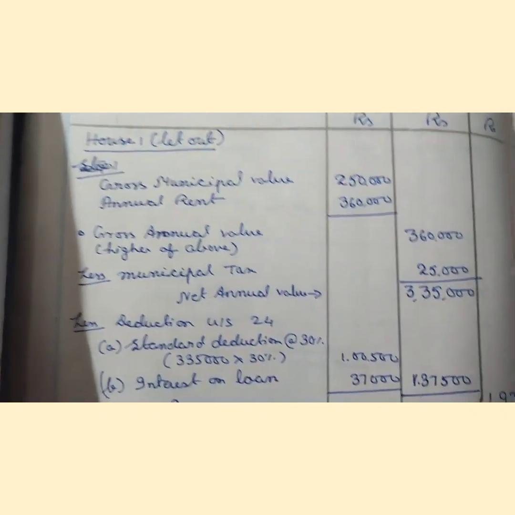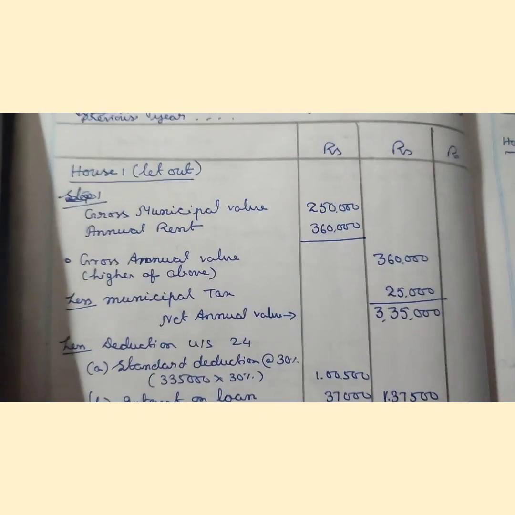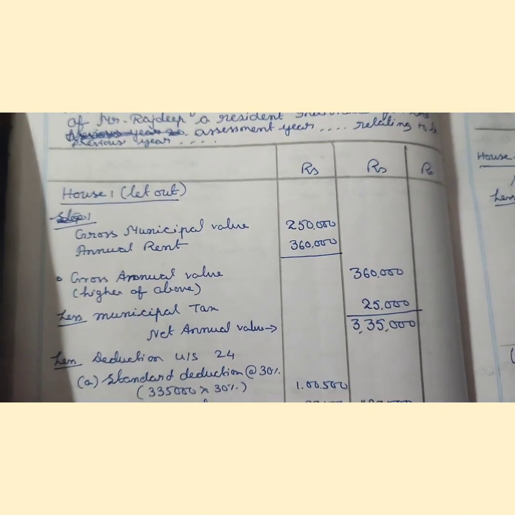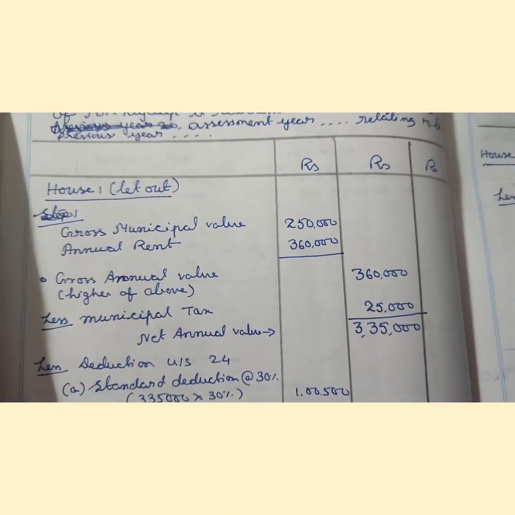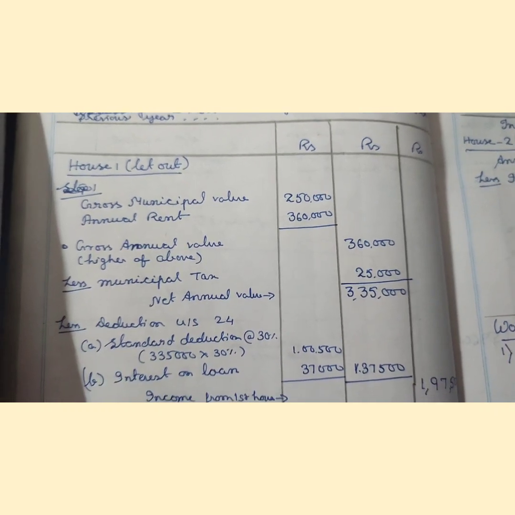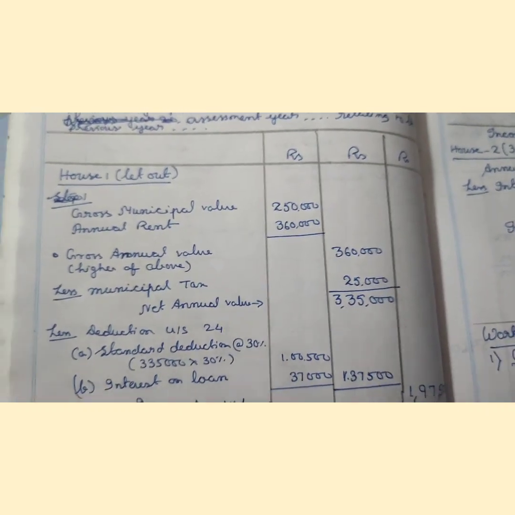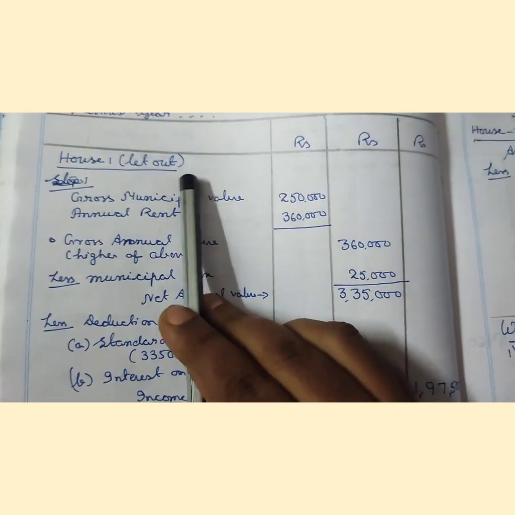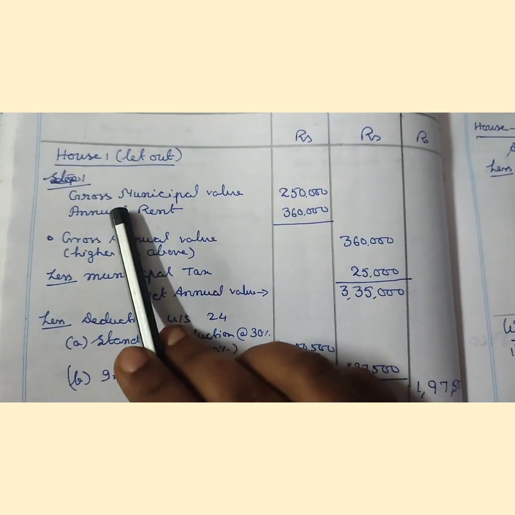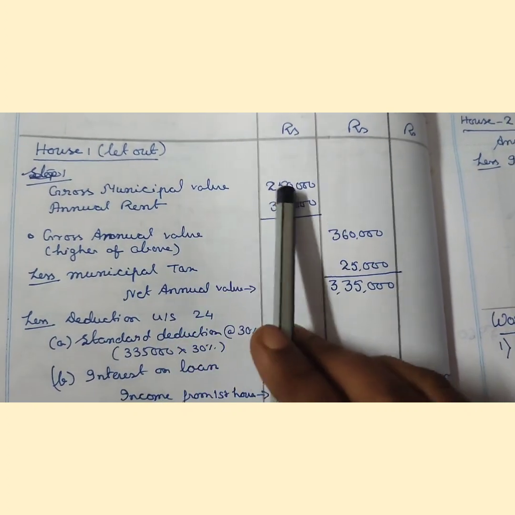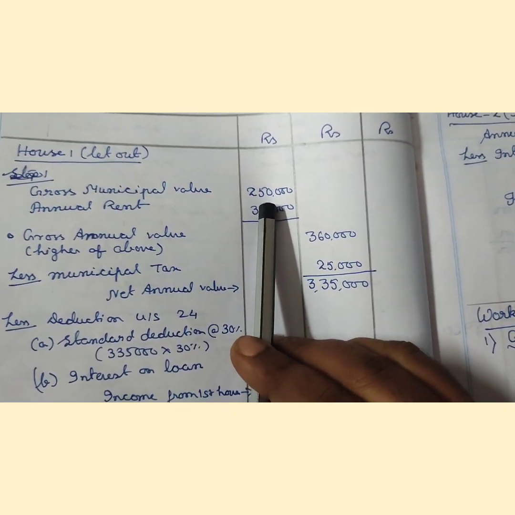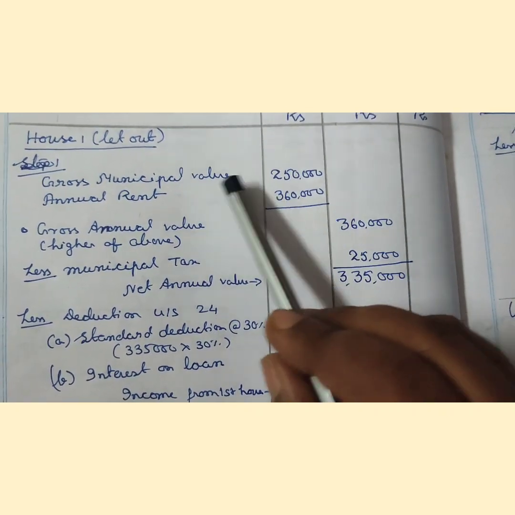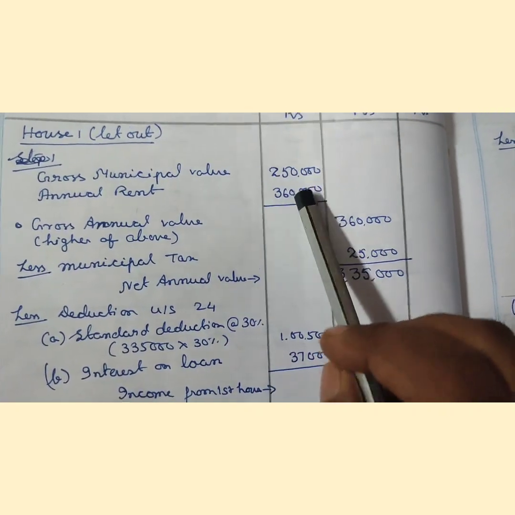Now house 1 is let out. So first we compute the income from house property. If the house is more than 1, in that case you have to draw 3 columns for amount. Now house 1 let out. First you require gross municipal value. This is not given in the question, but there is information regarding this, from which you can ascertain the gross municipal value.